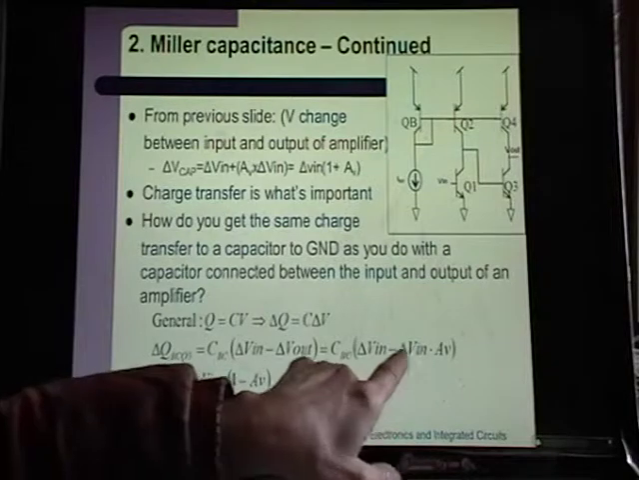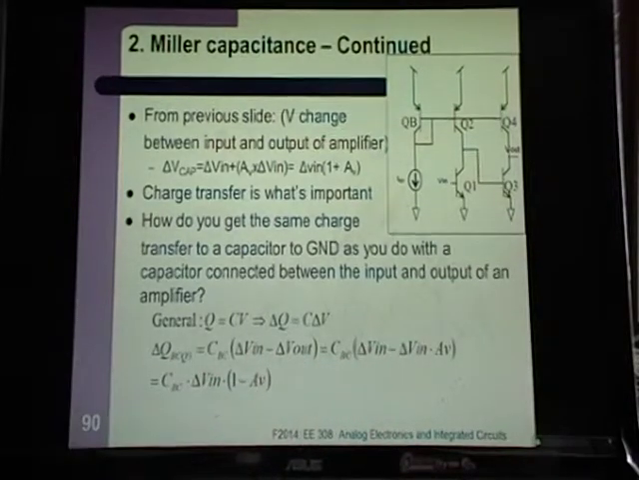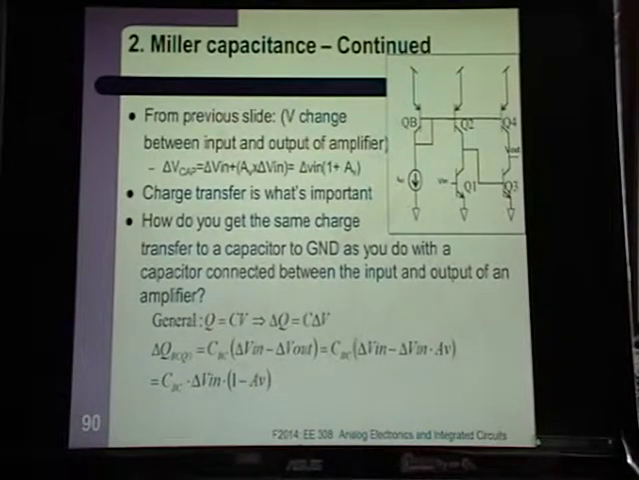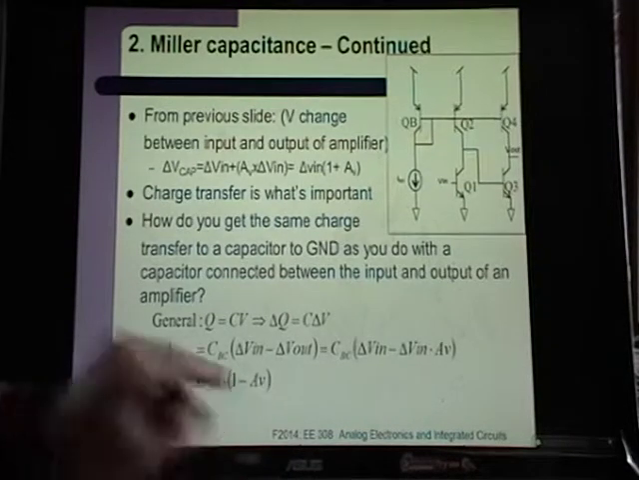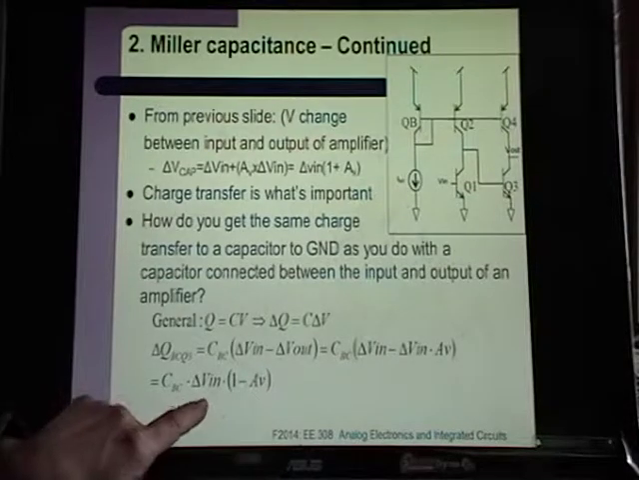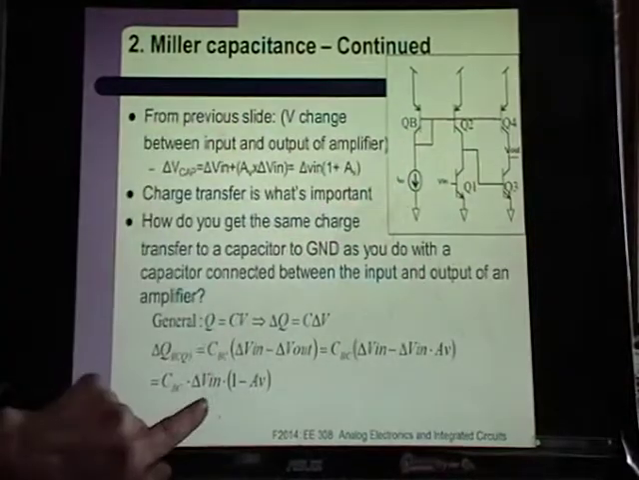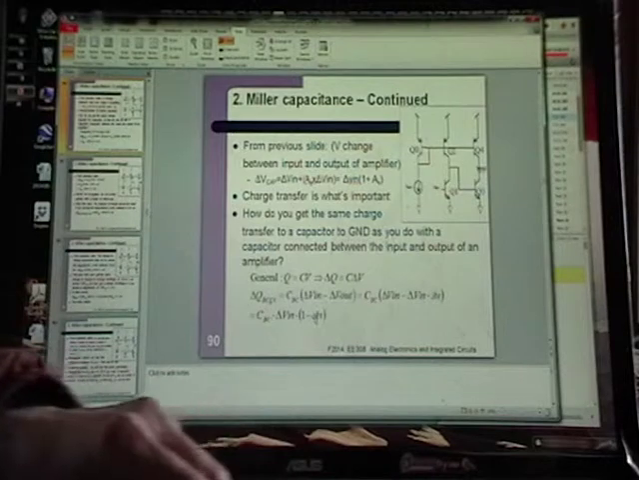Now you can factor out the change in V in, and you get a 1 minus AV here. And AV is actually negative for a common emitter or a common source. So this is actually going to come out to 1 plus the absolute value of the gain. Alright, so let's see what this has said. It says if you change the base voltage at Q3, that's what this is. This is this Vn right here.